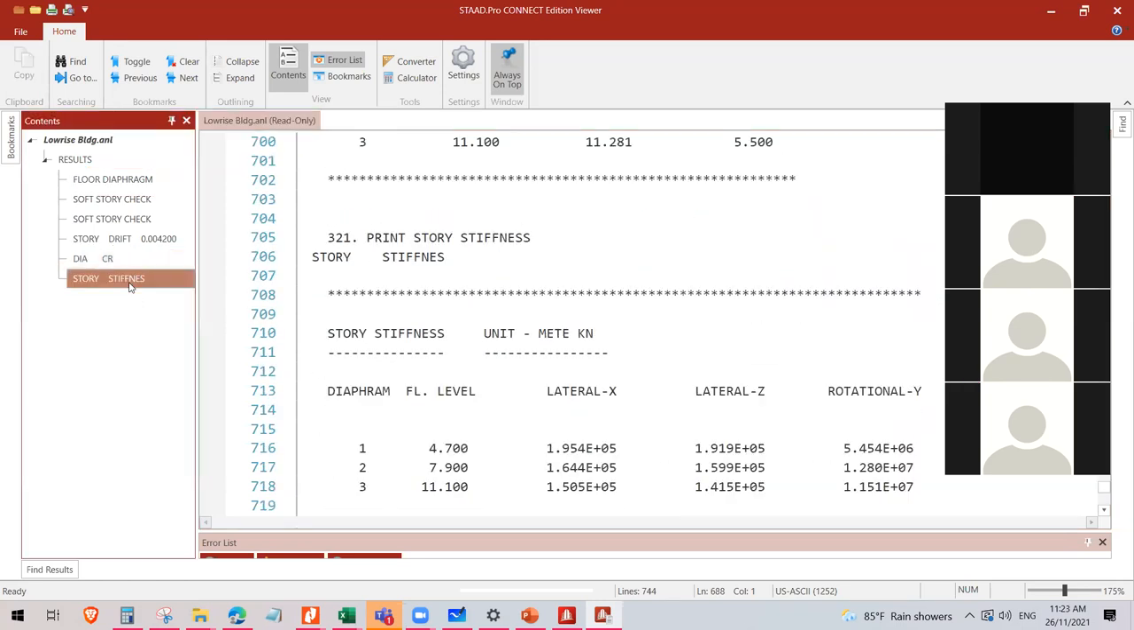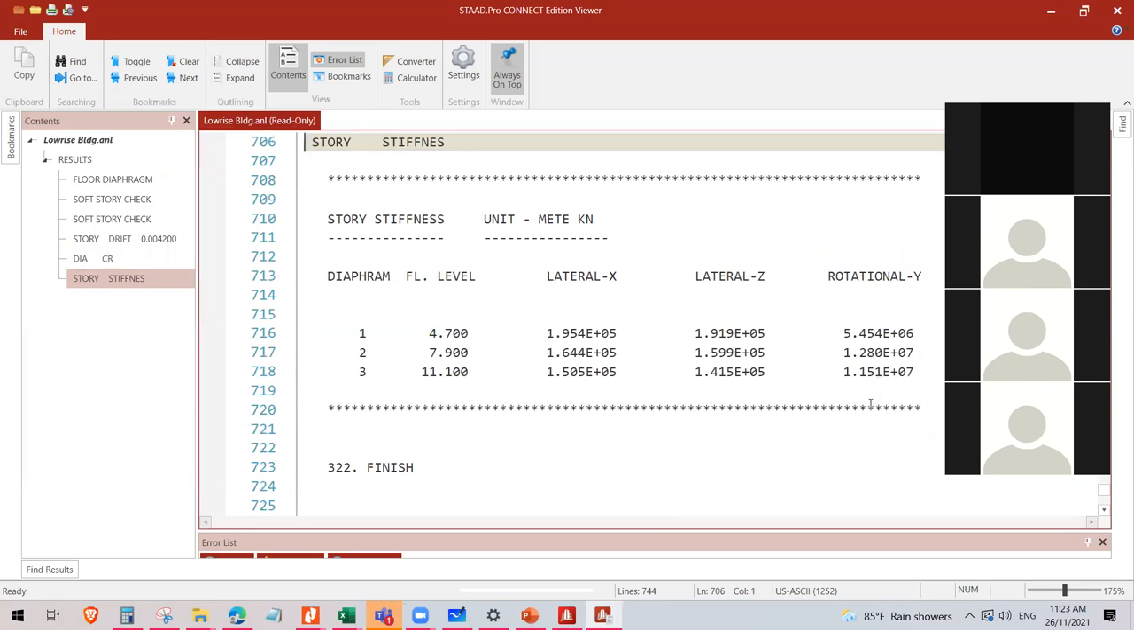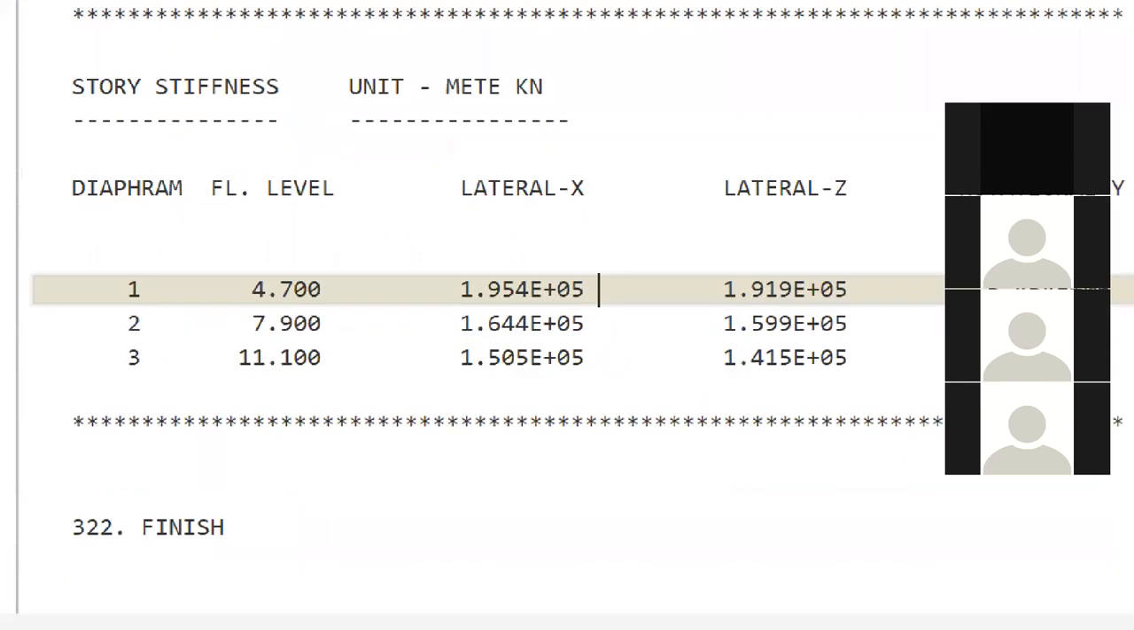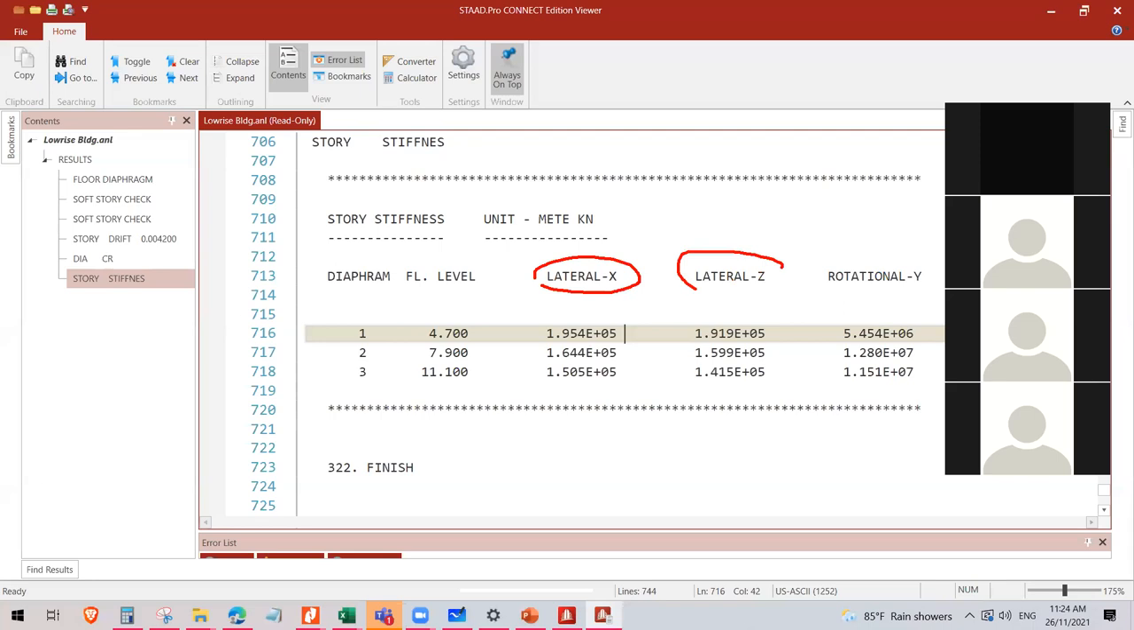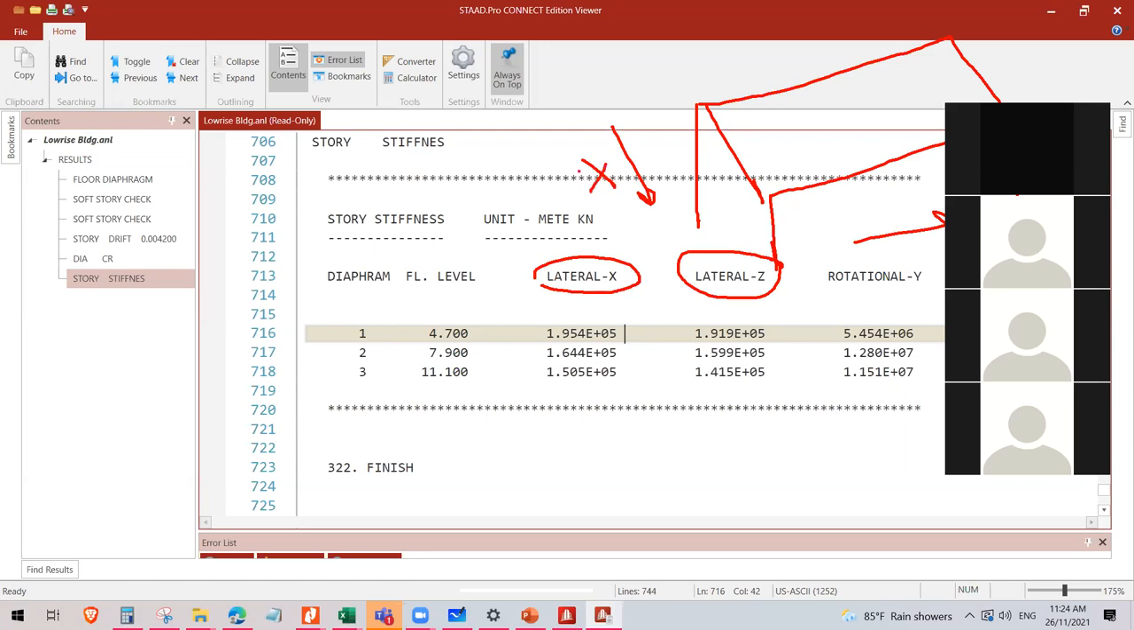What else? Punta naman tayo sa story stiffness. You notice? So, this is a comparison ng stiffness ng X and ng Z direction. So, paano ba yung isometric ng structure natin? Ito yung X direction, ito yung Z direction. So, what do you notice? Who is stronger? Anong stiffness? The lateral X or the Z? So, you can check that. This is 1.95. This is 1.91. So, mas malaki si X. This is 1.64. This is 1.6 only. Mas malaki si X. 1.5, 1.41. So, consistently, mas malaki yung stiffness sa X direction. Right?